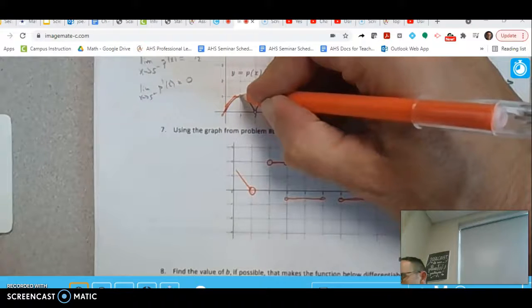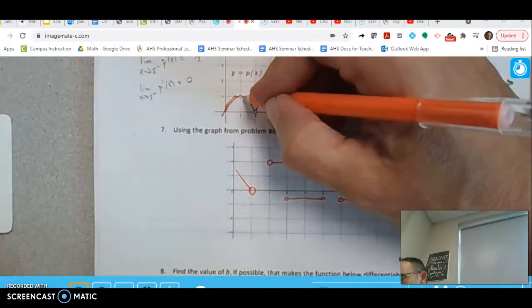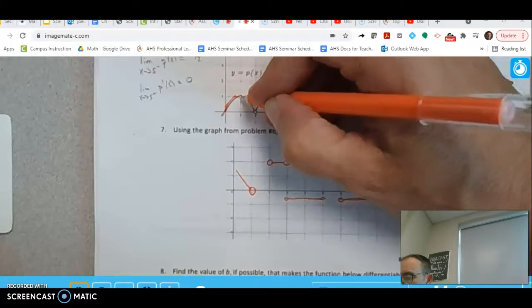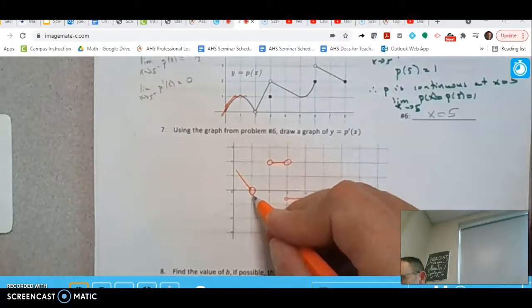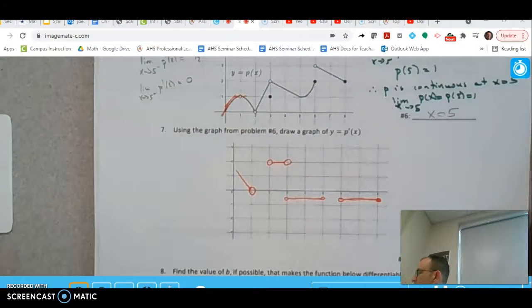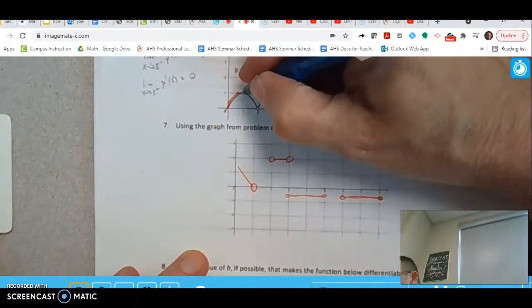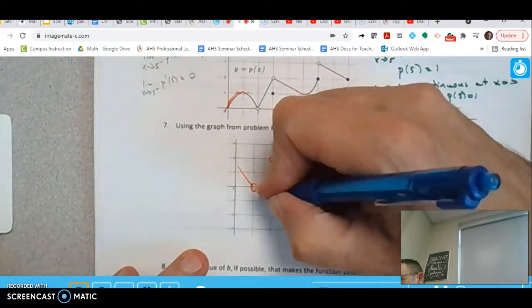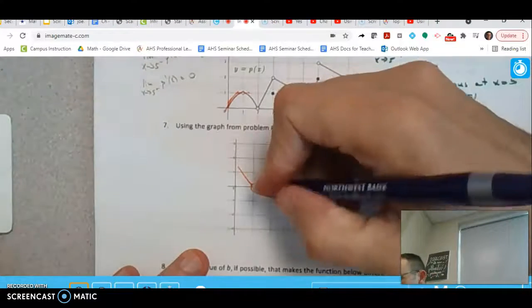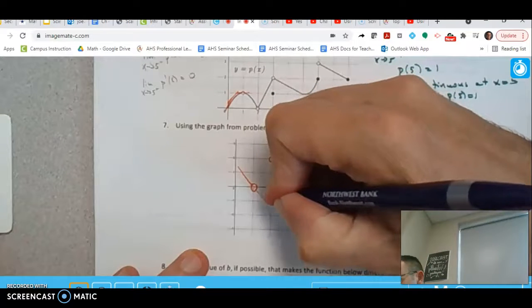At 0, the function is not defined, therefore it's not continuous. At x equals 1, rather, the function is not defined, therefore it is not continuous, and therefore it's not differentiable. So we have an open circle there as well. Now as we look at values of x that are getting bigger than 1, we have slopes that are really close to 0 as we get closer and closer to x equals 1, and the further we get away from x equals 0, the more negative those slopes become. So we can estimate that the derivative might look like this.